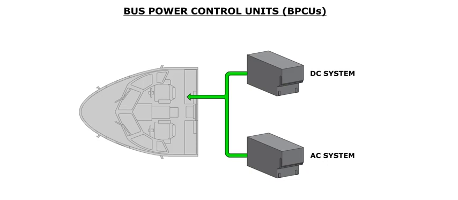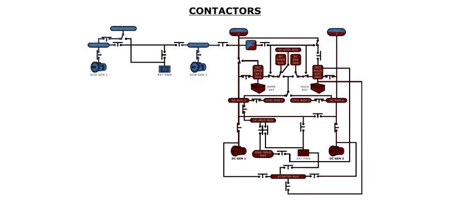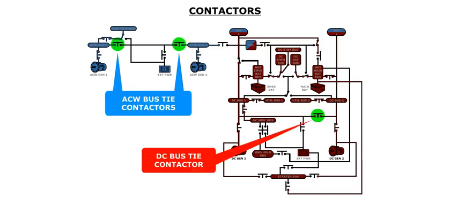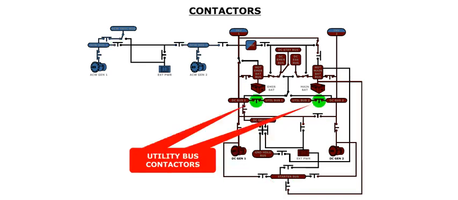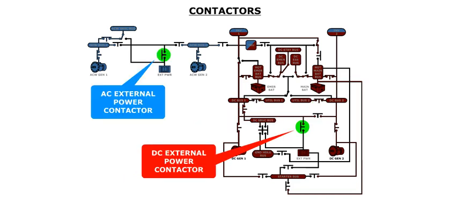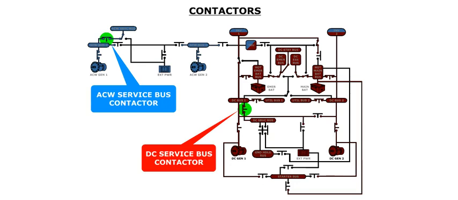The electrical system logic is controlled by the Bus Power Control Unit, or BPCU. 2 independent BPCUs control the AC and DC systems, 1 for each system. The BPCU controls the configuration of the electrical system via the DC and AC walled bus-tie contactors, the battery start contactor, load shedding through the utility bus contactors, AC and DC external power control functions, as well as the DC and AC walled service bus contactors.